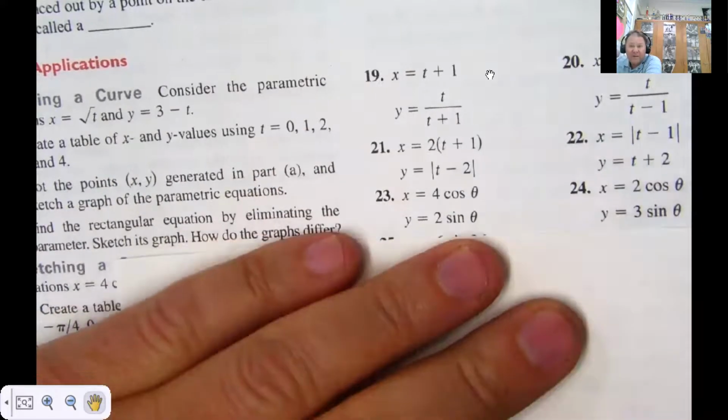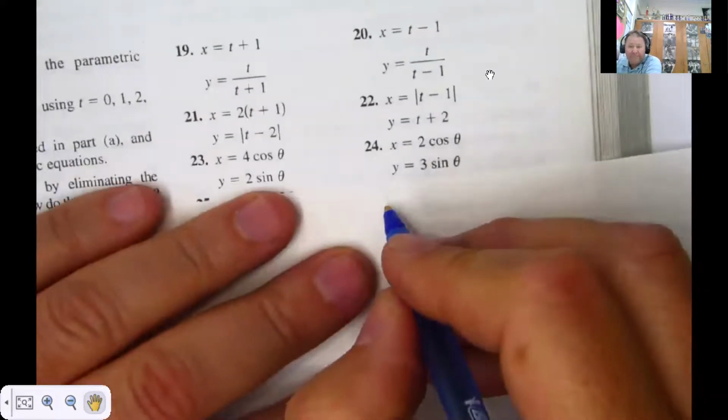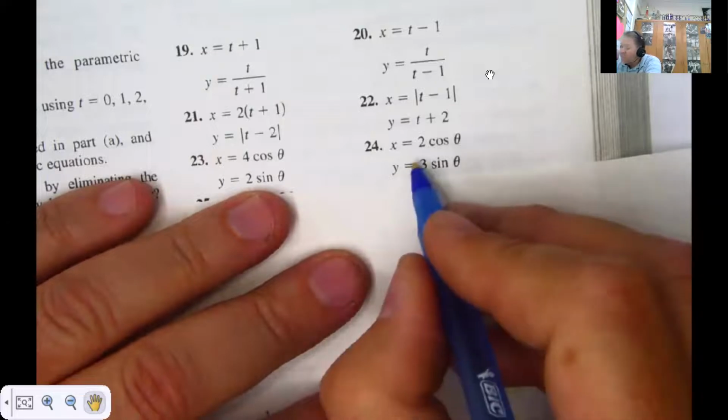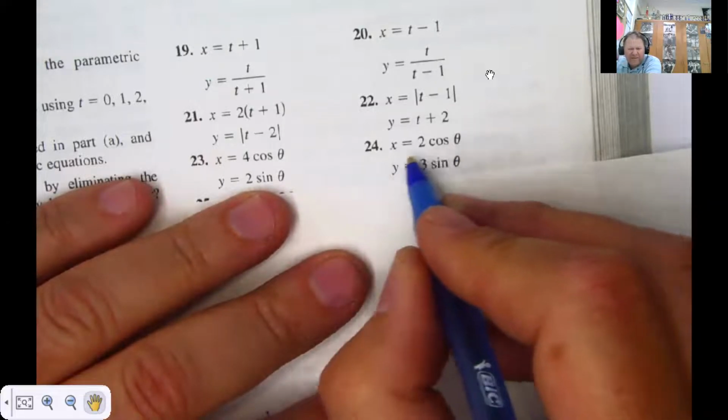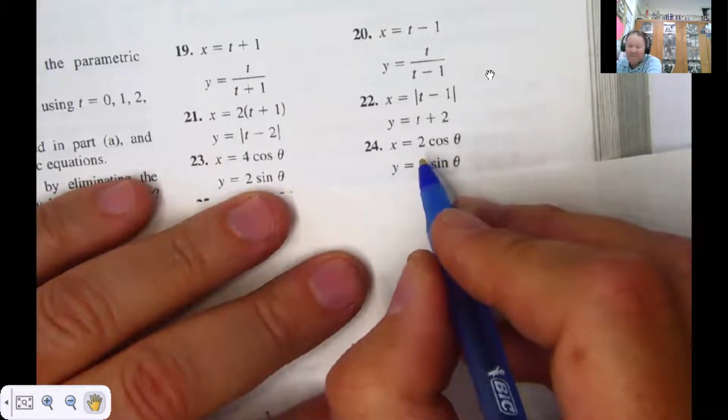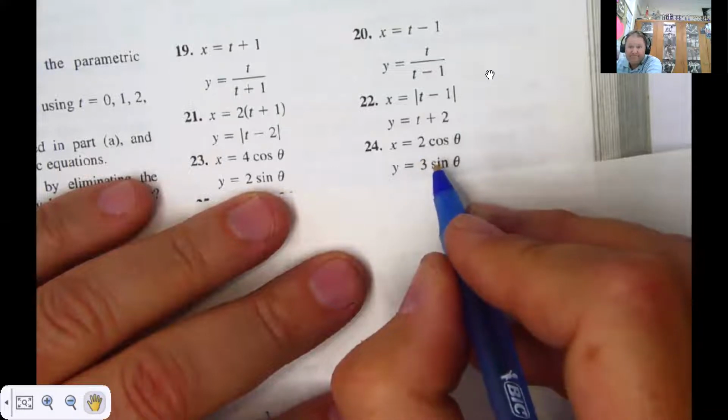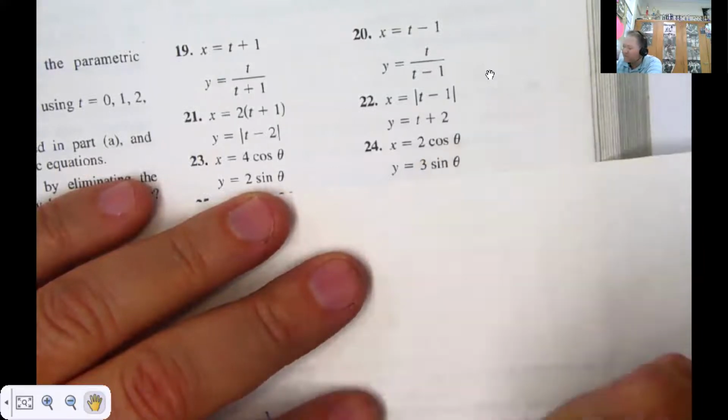Parametric equations, and it's a little rough. Here we go. Okay. For both of these, you have to solve for x. Wait till you see what this is. That's an ellipse, if you can believe it. But here we go.